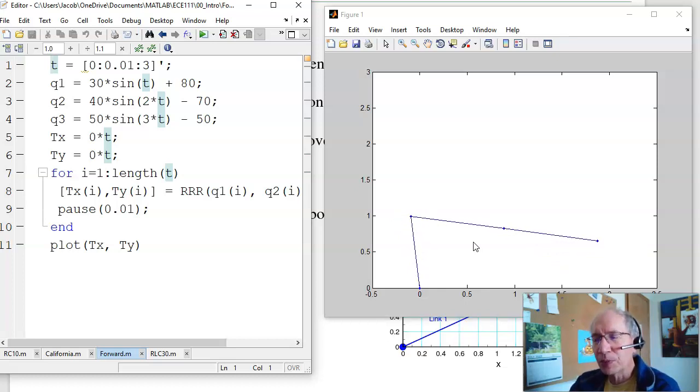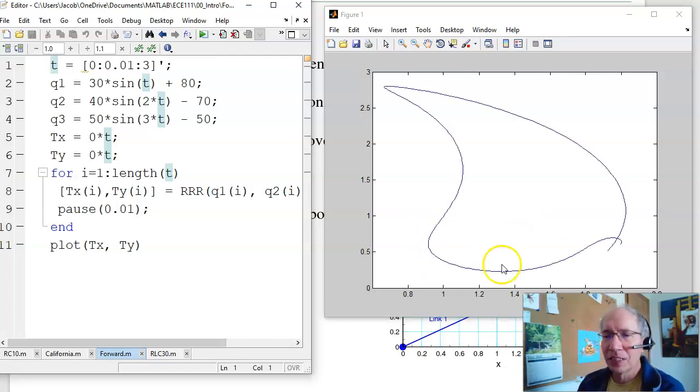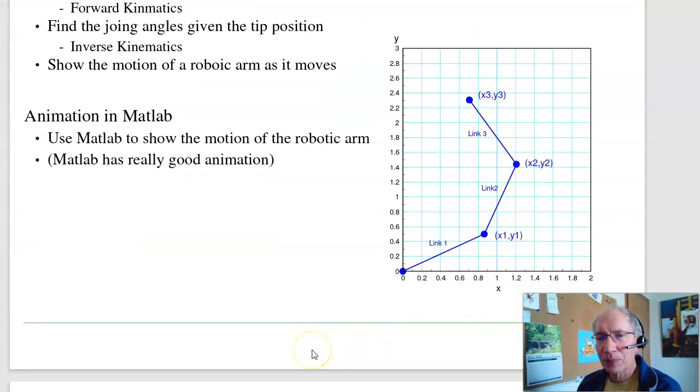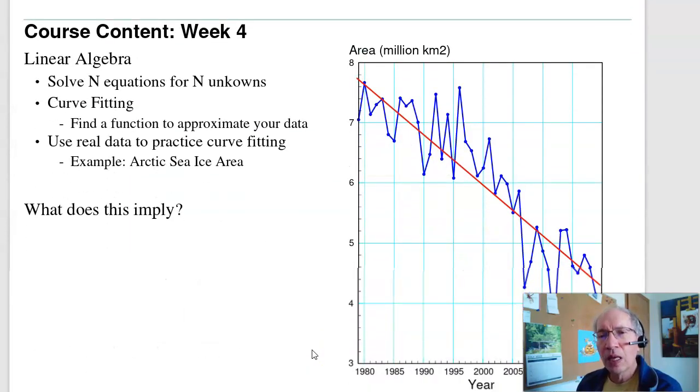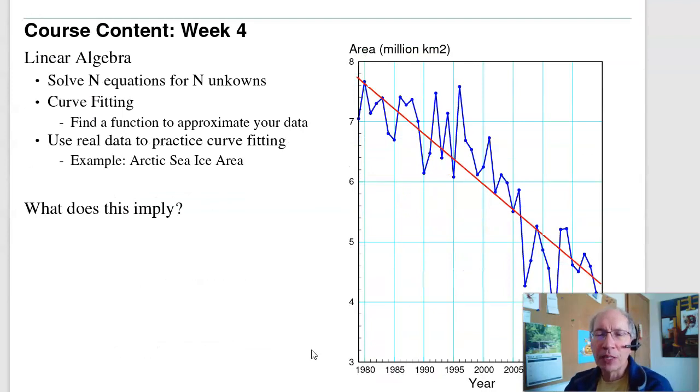So using some trig functions in MATLAB, I can calculate the tip position of a robot and plot it, given the joint angles. That's forward kinematics. In MATLAB, you can solve n equations for n unknowns. You can also do curve fitting.